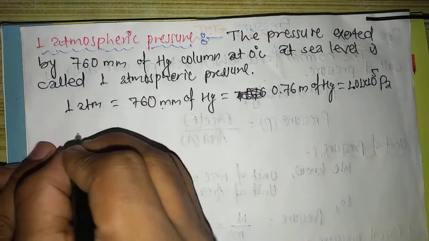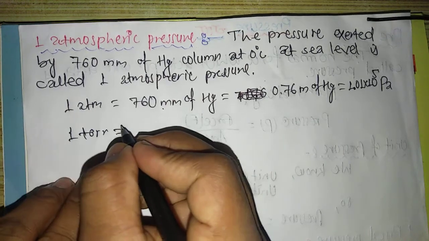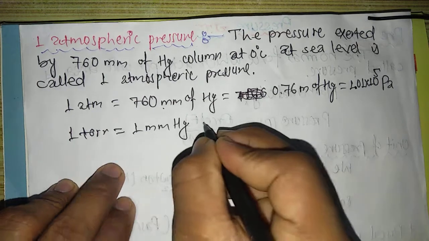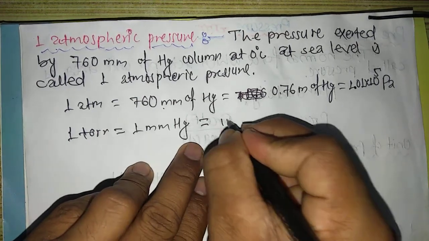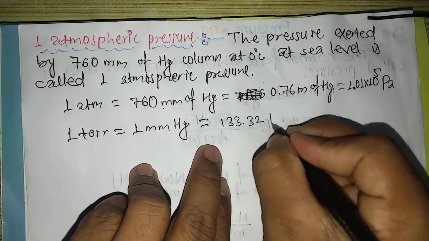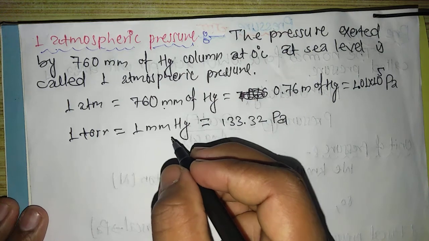Now 1 torr is also a unit of pressure. 1 torr is equal to 1 mm of Hg, or 133.232 Pascal. So these are important while solving the numericals.